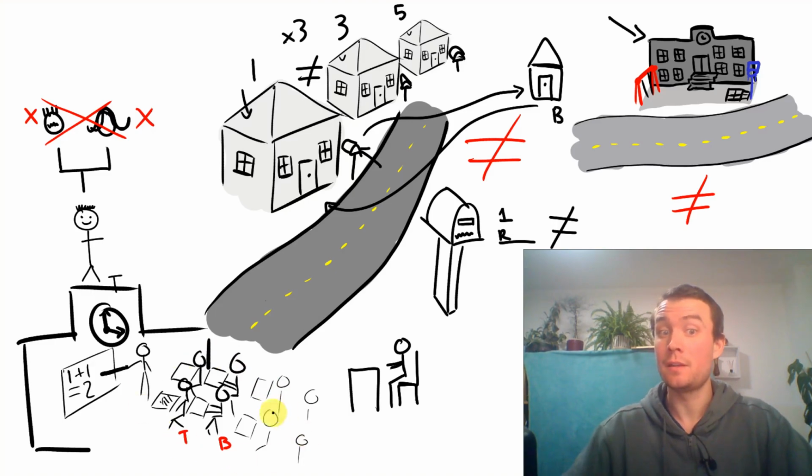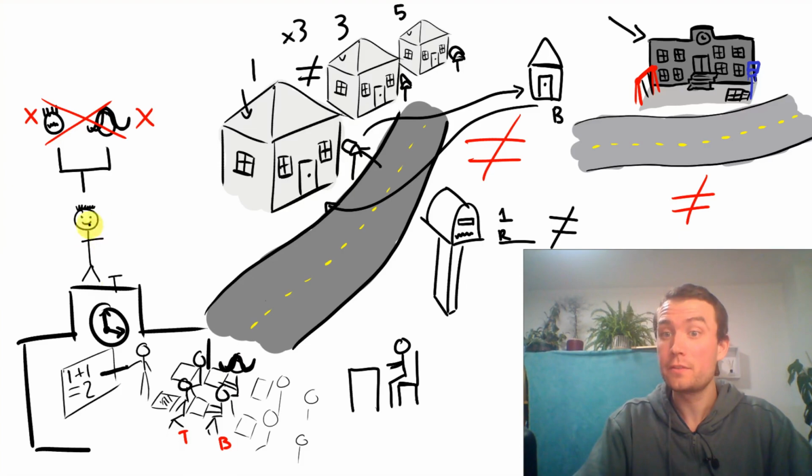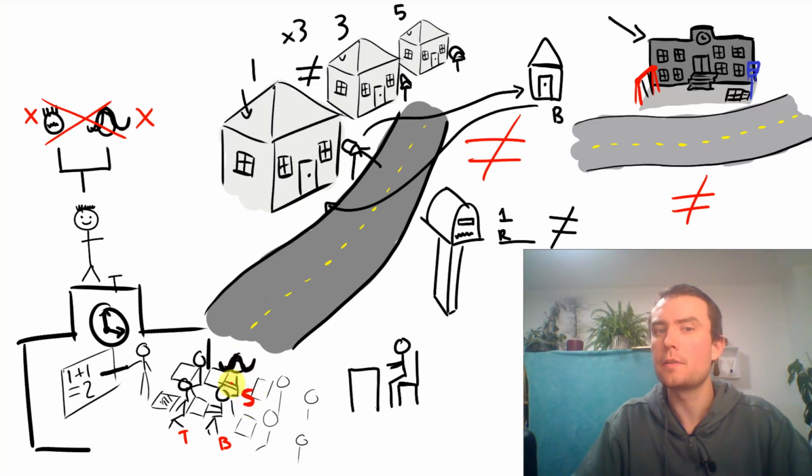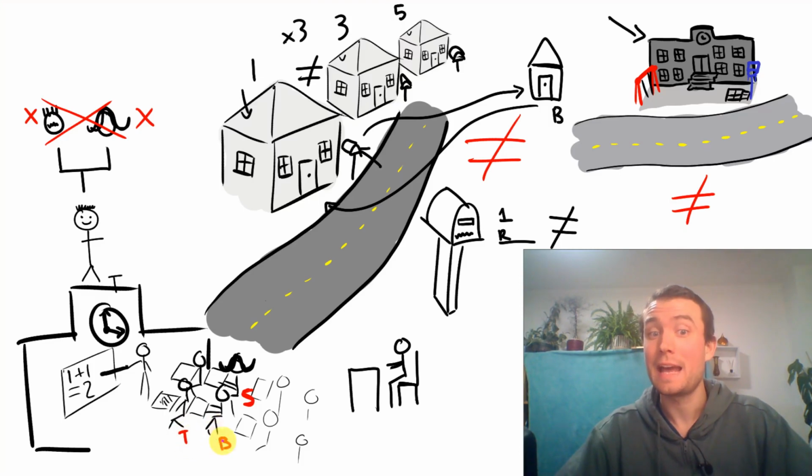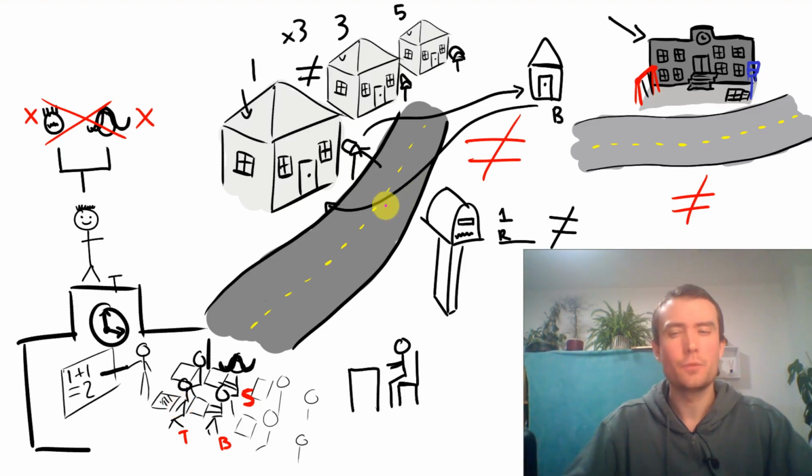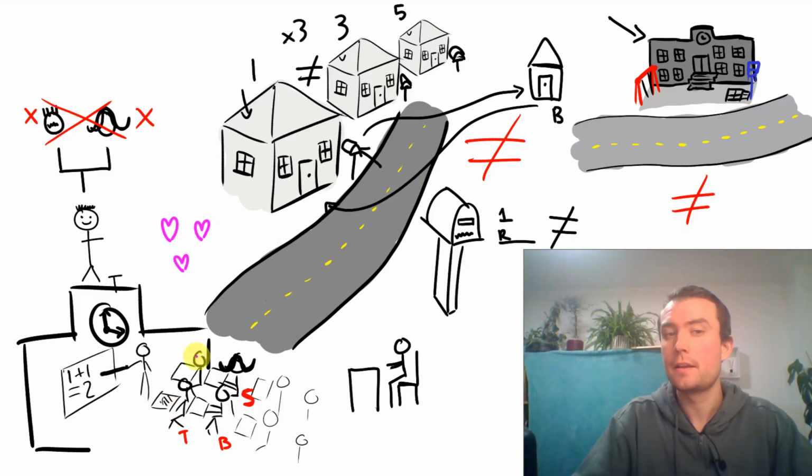Also, in Tim and Bill's class, is a girl. Tim and Bill are boys, but this is a girl. Her name is Sarah. Tim and Bill both of them really like Sarah. Both of them like Sarah.